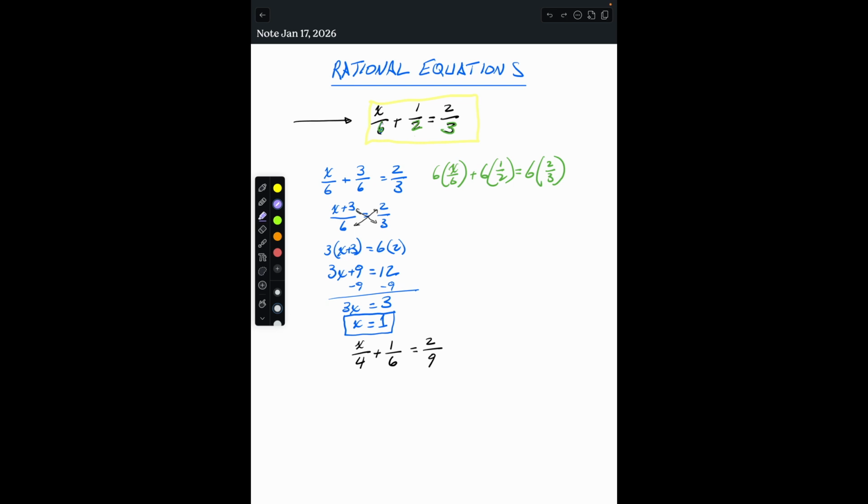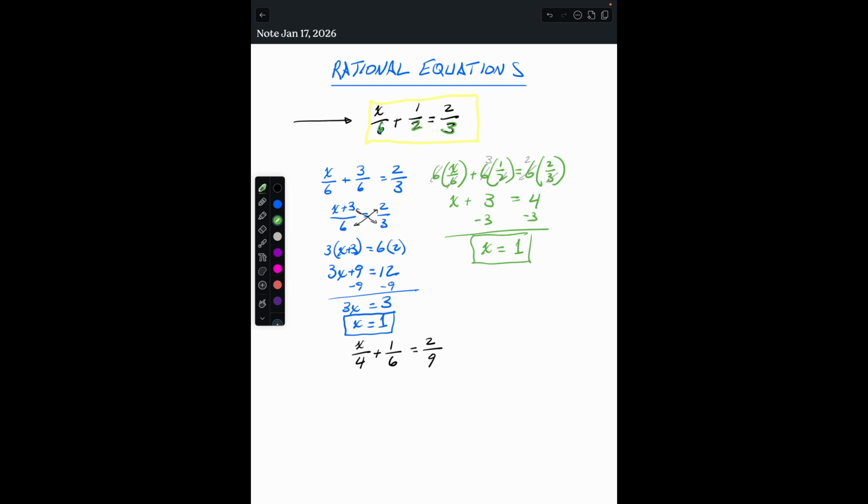All right. When I do carry out my multiplications, this 6 and that 6 will cancel, and I'll be left with an x. Over here, that 6 and that 2 will cancel. I'll be left with a 3. 3 times 1 is 3. Over here, I will cancel my 3 and my 6. I'll be left with a 2. And 2 times 2 is 4. If I now solve this equation, subtract 3 from both sides, I get x equals 1.